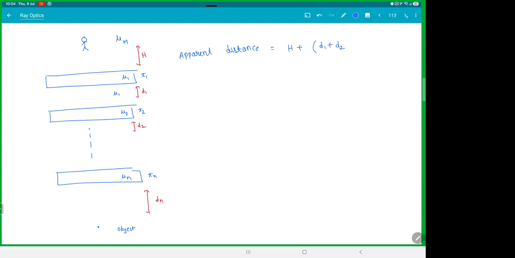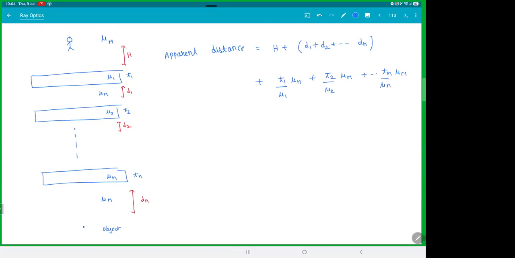Again, we are keeping all in the same medium, mu m, everywhere it is mu m. So on till dn plus t1 by mu1 into mu medium. So since you're in a medium, t2 by mu2, mu medium, and so on, tn by mu n, mu medium. In the previous case, I took outside vacuum, so that mu m didn't come. So this is the formula.